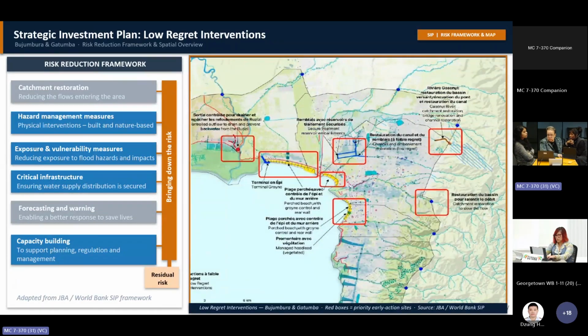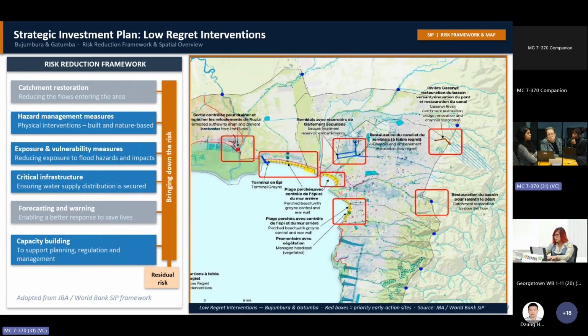So the strategic investment plan eventually translated the risk reduction approach into a spatially prioritized set of interventions across Bujumbura and Gatumba. The focus was on identifying low-regret investments that address flood risk across the system while remaining robust under current and future conditions. So on the map, the red boxes, which may be a little bit small for you to read, highlight the priority early action sites across the key catchment investment units.